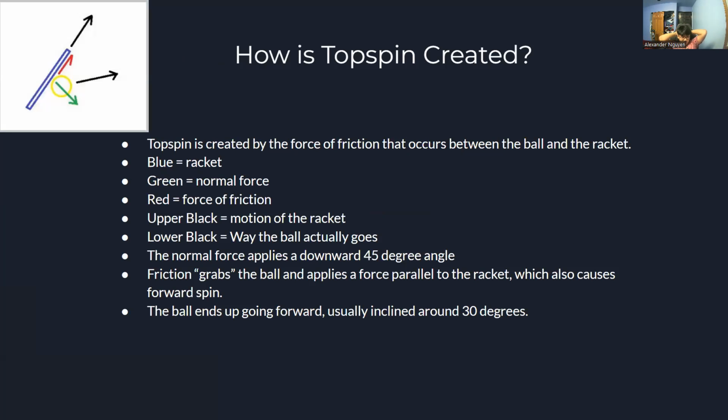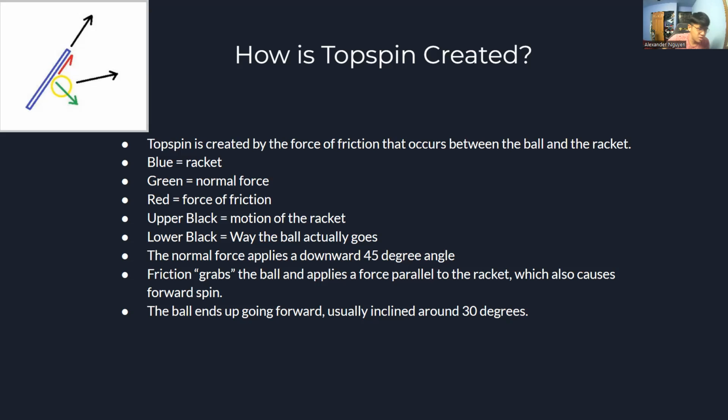So here I'm going to go over how topspin is created, and it's basically just by the friction. In summary, the friction basically just grabs the ball and pulls it forward, but it also creates a forward spin on it. So here, I'm going to use this diagram on the left to explain it because it's pretty simple. It's the simplest way, I think.